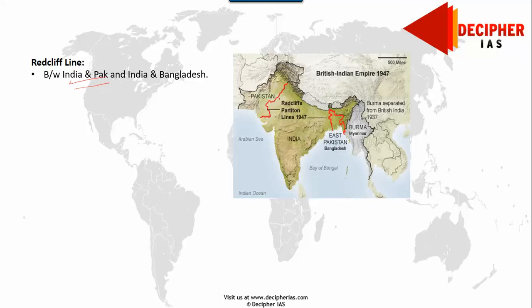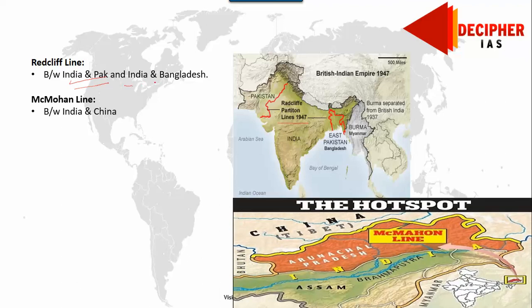he was the architect of this line. This is Radcliffe line, partition line of 1947, and this East Pakistan line. So now Bangladesh was liberated in 1971, and now Radcliffe line is the border between India and Bangladesh. Now comes the McMahon line. This is something disputed again, but it is the line which defines the border between India and China.